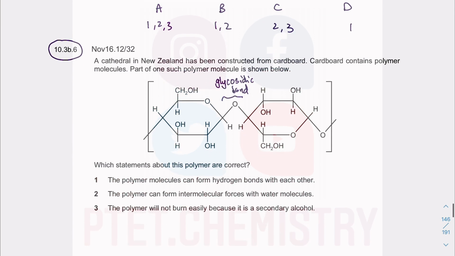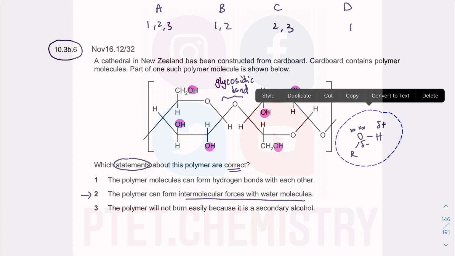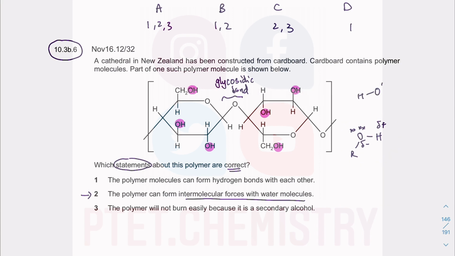But this question is not about that. It's about statements that are correct regarding this polymer. So it says, if I check number 2 first, the polymer can form intermolecular forces with water. Well, you have an OH, OH, OH, OH there. So what happens with OH is you would have a lone pair on the oxygen. You will have delta plus and delta minus on the oxygen like that. So what happens is on the neighboring polymer molecule, you can also have a neighboring delta plus like that. And then they can interact like that.